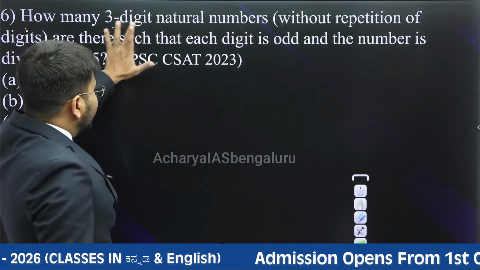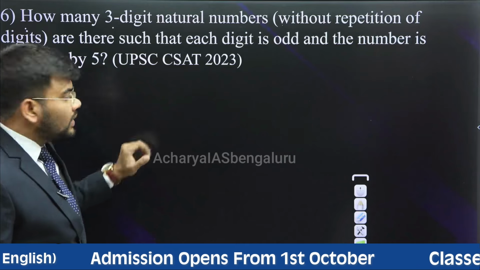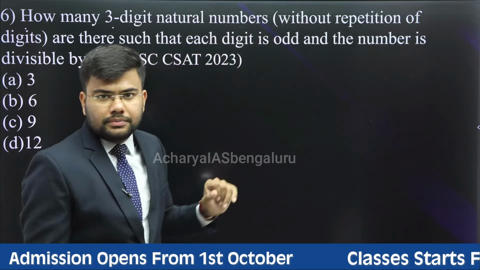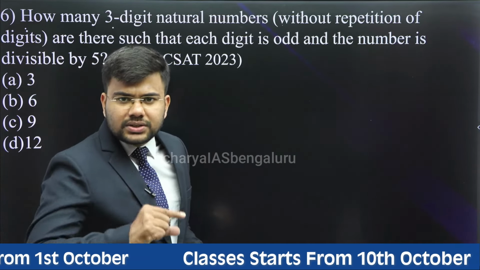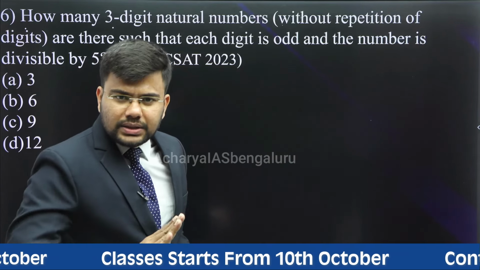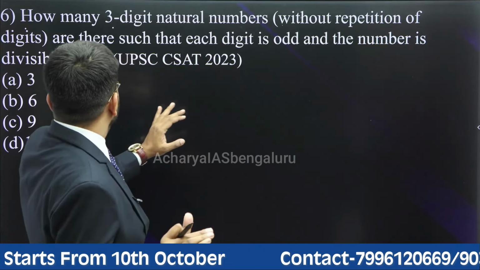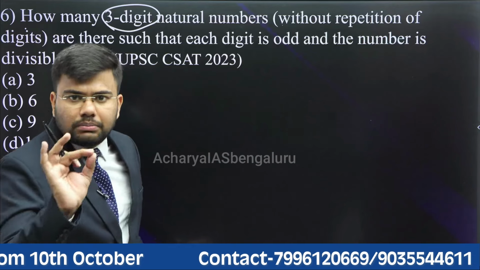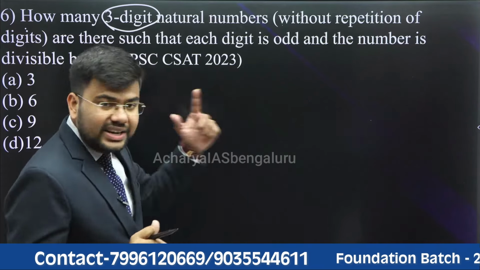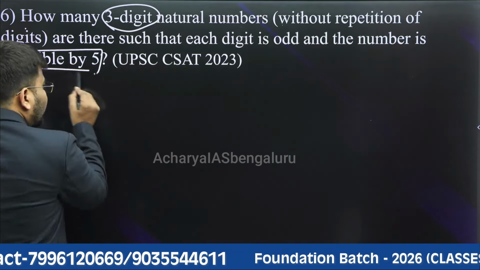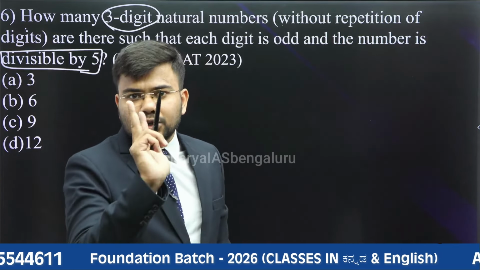How many 3-digit natural numbers without repetition of digits are there such that each digit is odd and the number is divisible by 5? Sir, I have taught you the basics. They have asked a bit of advanced, some trickiness. Nothing. They have given you natural numbers. In these natural numbers, you have to make a 3-digit natural number. But that number should satisfy one condition, that it is divisible by 5. Along with that, the number's digits should be odd. Those are the 2 conditions they have given.